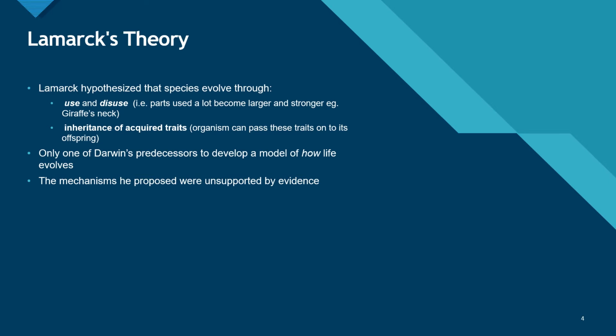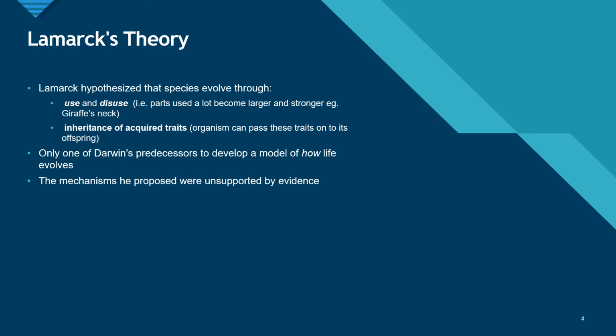Then this brings us to Lamarck's theory. Lamarck hypothesized that species evolve through use and disuse. For example, the parts that are used a lot become a larger and stronger part of that animal's body. The giraffe's neck needed to reach the leaves on the tall trees where it lived, so it started to get longer.